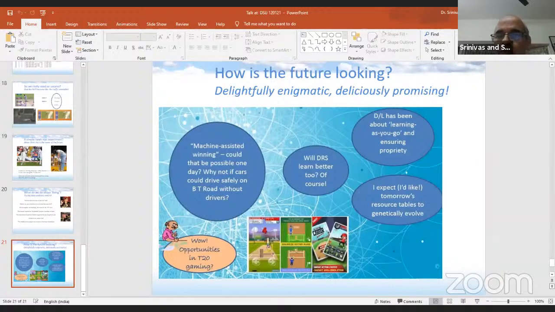Thank you. So, sir, one more question here. Students are asking, what's the difference between the white ball and the pink ball in cricket?